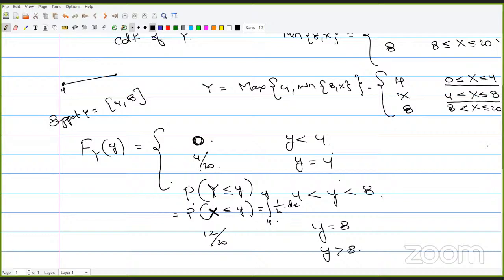See, this particular y is actually 4 less than or equal to capital Y less than or equal to small y, in this particular interval. So that means the probability that 4 less than or equal to x less than or equal to y. So you need to integrate from 4 to y 1 by 20 dx. If we integrate that, we will get x by 20, which is y by 20 minus 4 by 20.